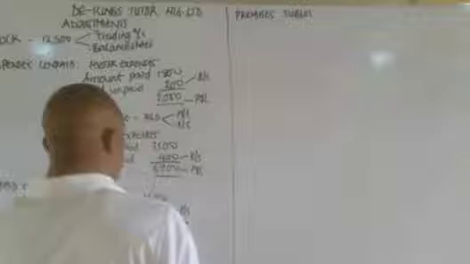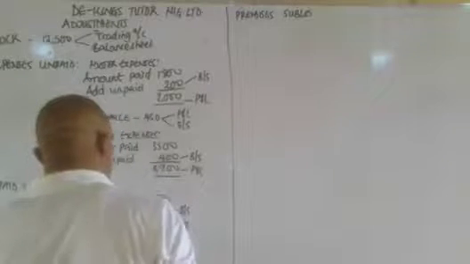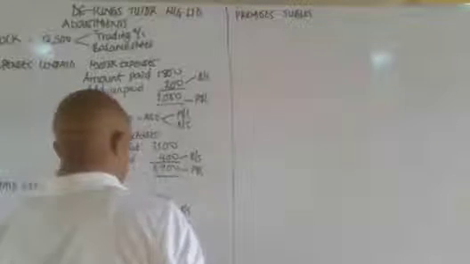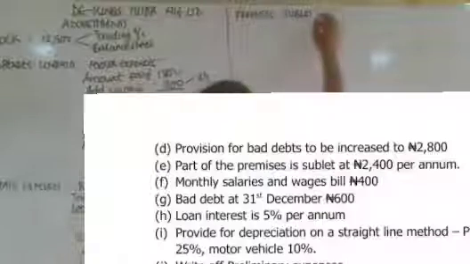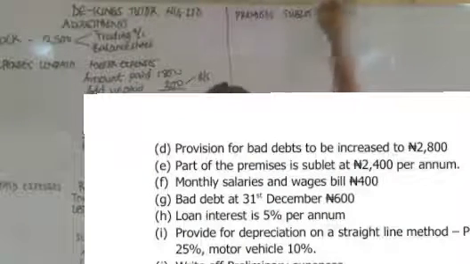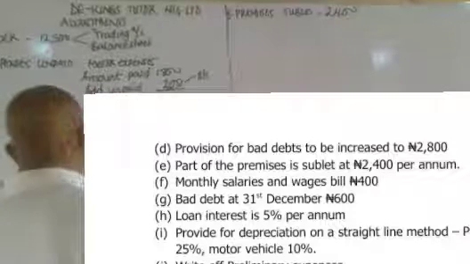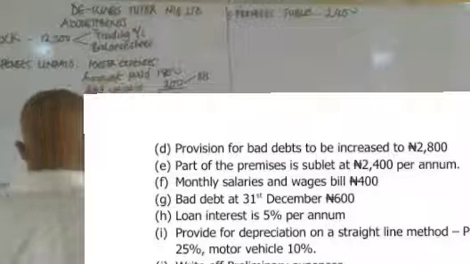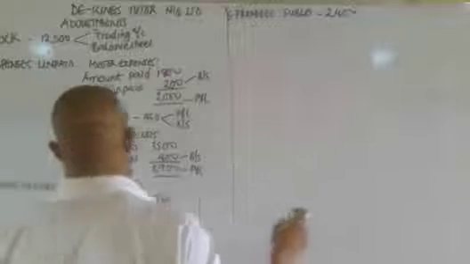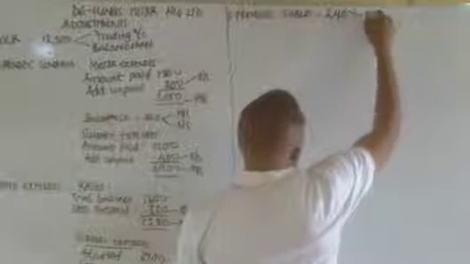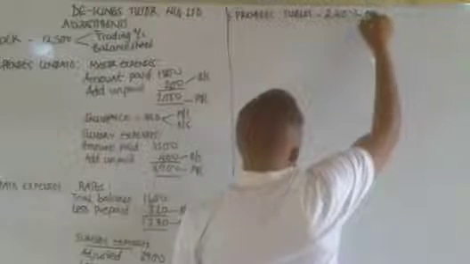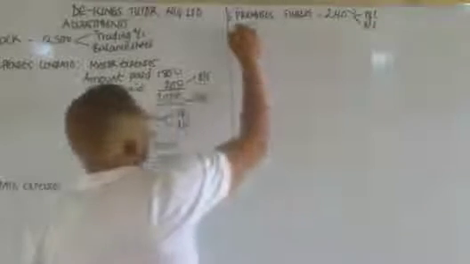Premises sublet, it's a rental income anyways. So part of the premises sublet at 2,400 per annum. So it is 2,400. The fifth one. 2,400 per annum. So this amount is what will go to both profit or loss and balance sheet.